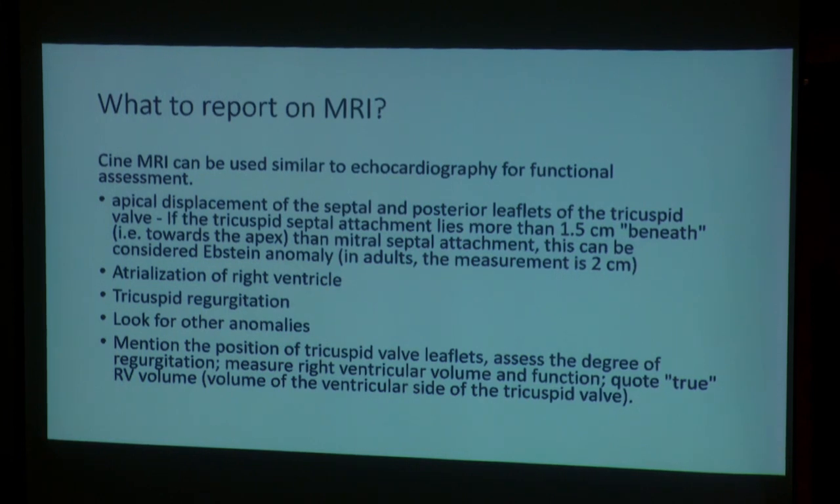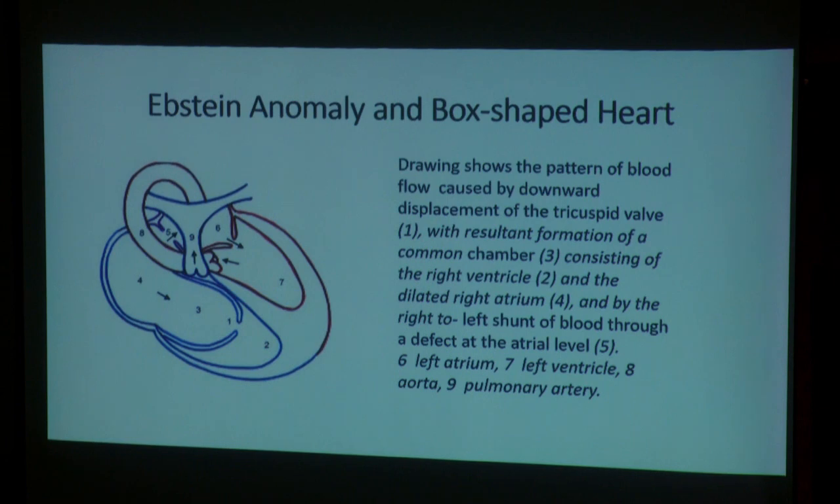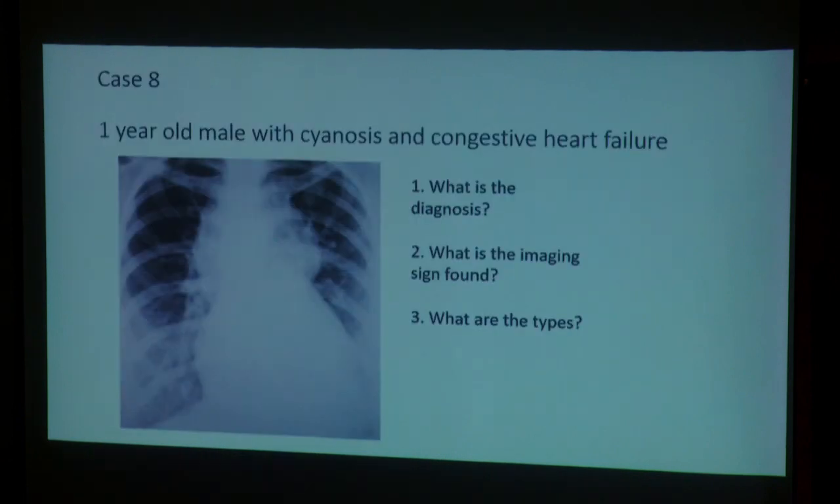If the tricuspid attachment is more than 1.5 centimeters towards the apex, it is usually considered Ebstein's. You always look for atrialization of right ventricle, look for tricuspid regurgitation, and mention the right ventricular volume. Just mention the volume of the heart that is below the downward displaced tricuspid leaflets.